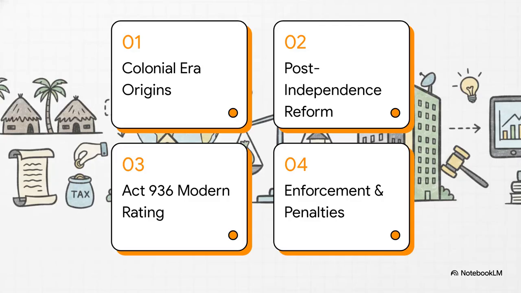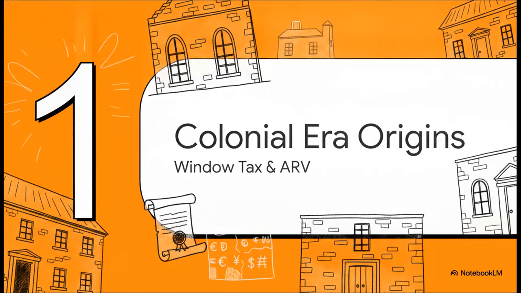We've organized this explainer to trace this whole journey in 4 parts. First, we'll look at colonial-era rating origins, then post-independence tax reforms. After that, Act 936 and modern rating. And finally, we'll wrap up with enforcement and strict penalties. So let's jump right into Part 1, Colonial-Era Rating Origins.